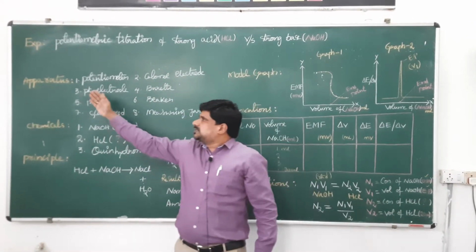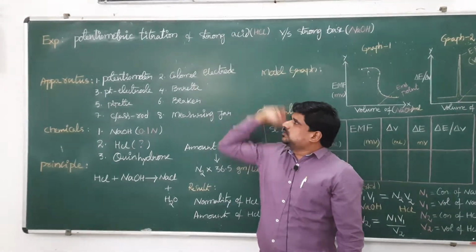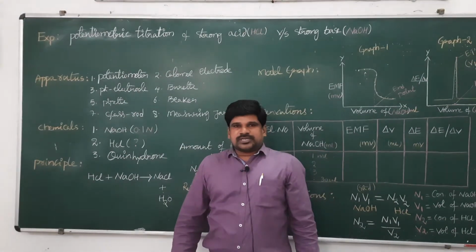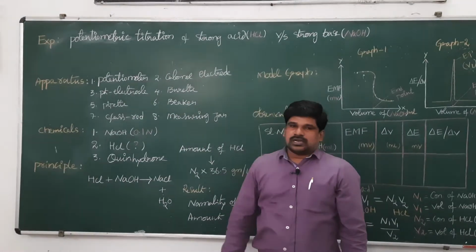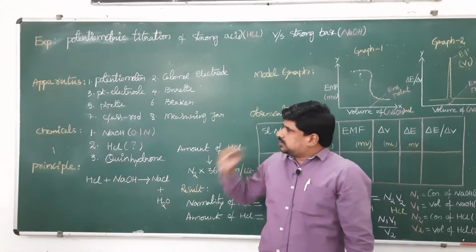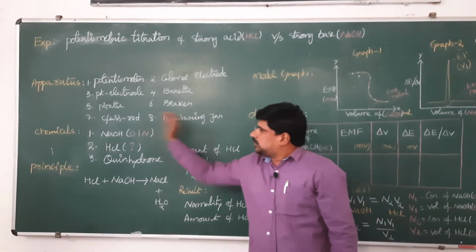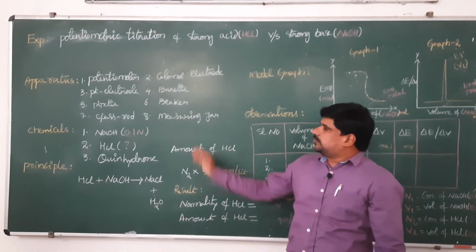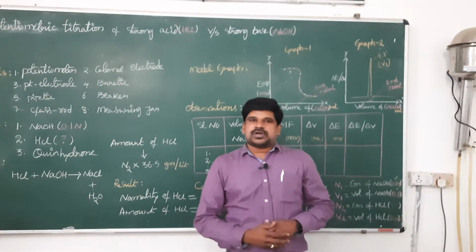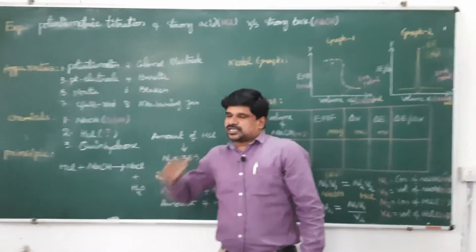The first is the apparatus or glassware required for the potentiometric titration. Here: potentiometer, calomel electrode, platinum electrode, burette, pipette, beaker, glass rod, measuring jar. So these are the glassware that is required to perform our experiment. And next, the chemicals required.